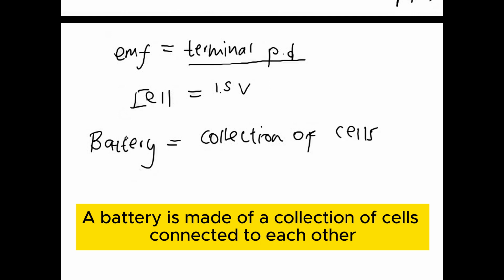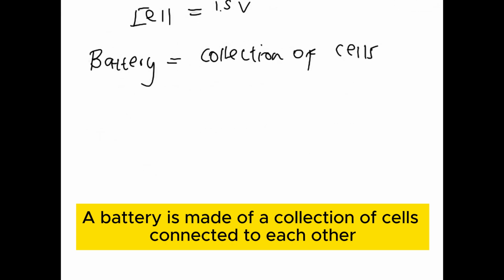Sometimes these two words, a cell and a battery, are used interchangeably, so it's always important to be aware. Sometimes a person will be referring to a cell and call it a battery, but they're actually not the same thing. A battery is made out of a collection of cells.